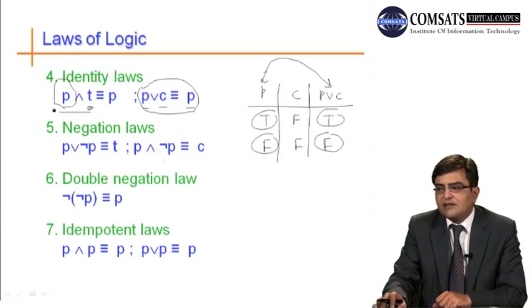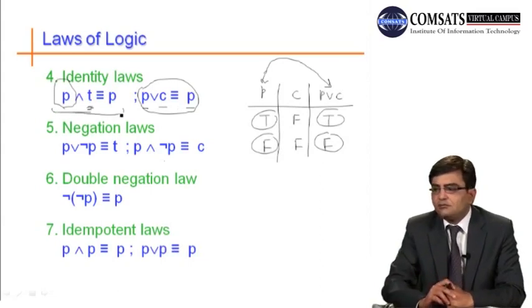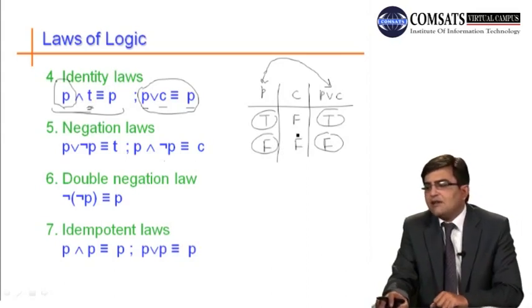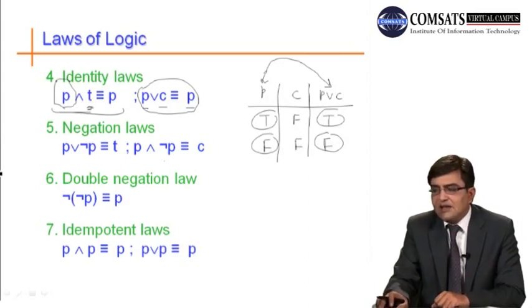Similarly, we can prove this equivalence, in which T is a tautology. T will always have true values here. The next law is the negation law. The negation law states that P or not P is always a tautology.